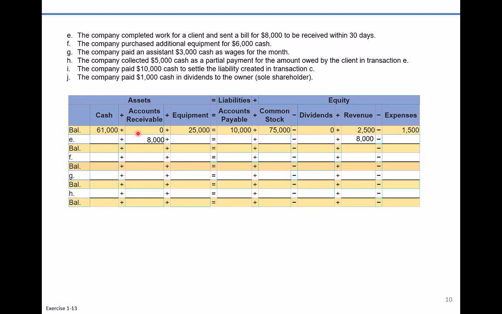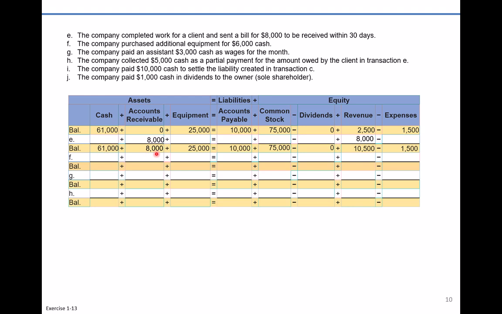And remember, revenue for the work for the client also is $8,000 as well. Both increase, and now we update the balances. Cash of 61,000, receivables of 8,000, equipment 25,000, accounts payable of 10,000, common stock 75,000, still no dividends. Revenues have now increased to 10,500, and expenses are at 1,500. Is our balance sheet still in balance? Do the total of all the assets equal the claims on those assets, liabilities plus equity?